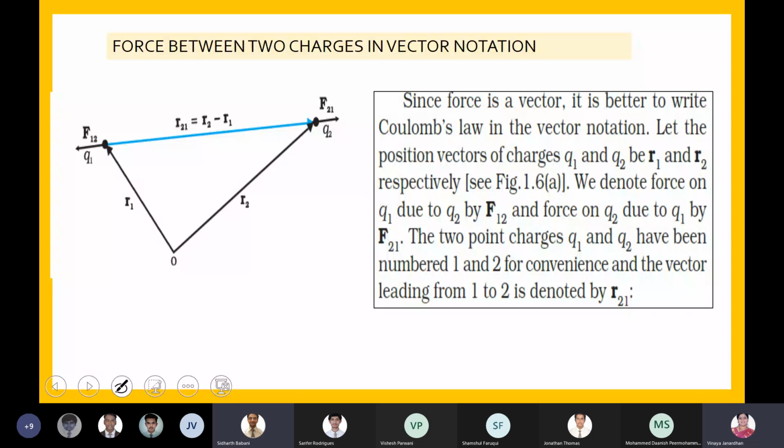I'm not able to hear. Hello? Okay, fine. So have you copied down the diagram? Have you copied down the diagram, boys?